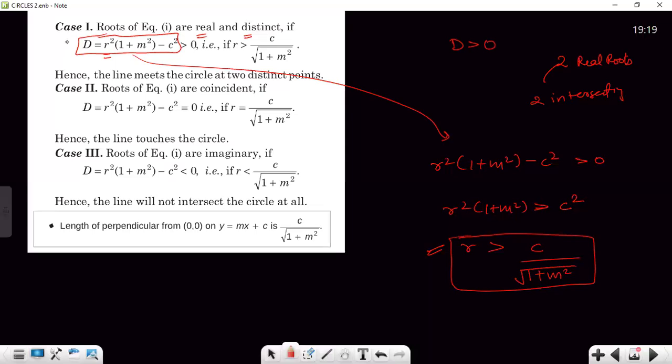So here in the first case, when the distance between the center and the line is less than r, it means that the line is existing somewhat inside the circle and it will be intersecting at two distinct points. So is case one clear?